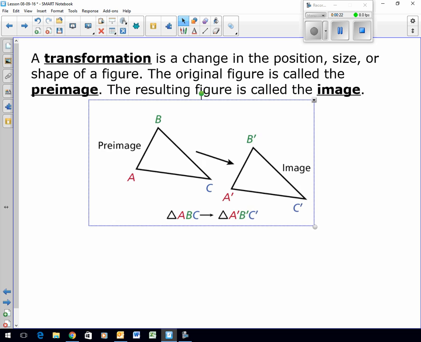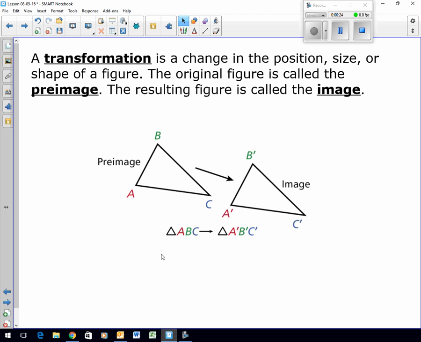A transformation is a change in the position, size, or shape of a figure. When you go through a transformation geometrically, that's what you do. You change the position, size, or shape altogether of the figure. The original figure is called the pre-image, and the resulting or transformed figure is called the image.